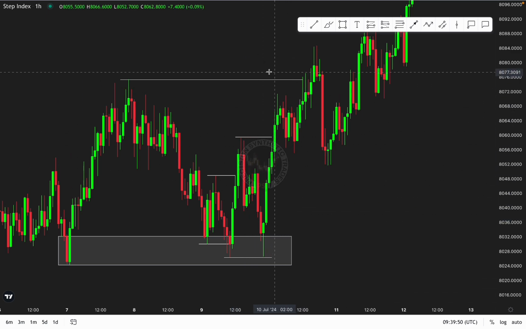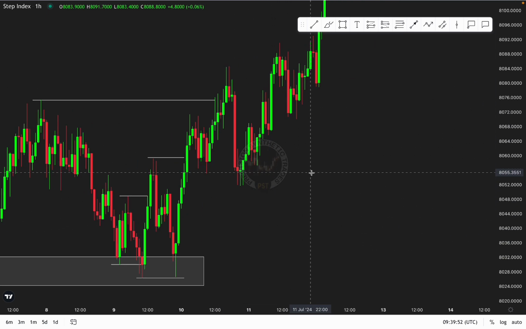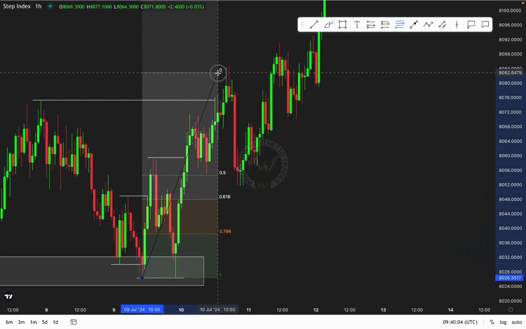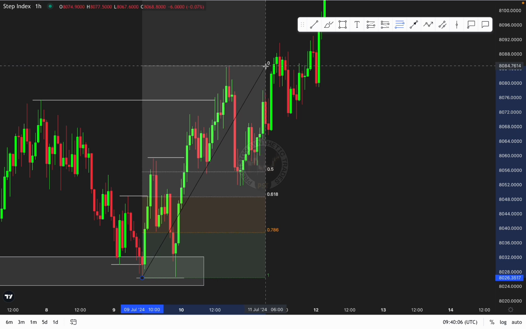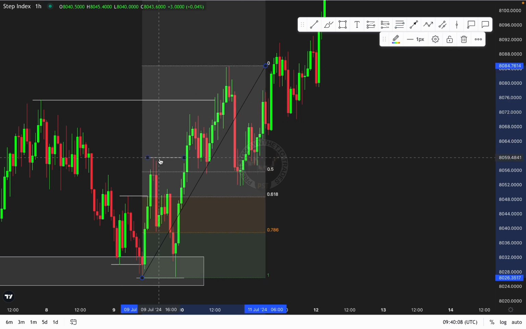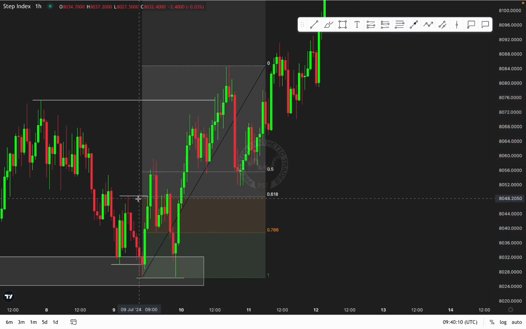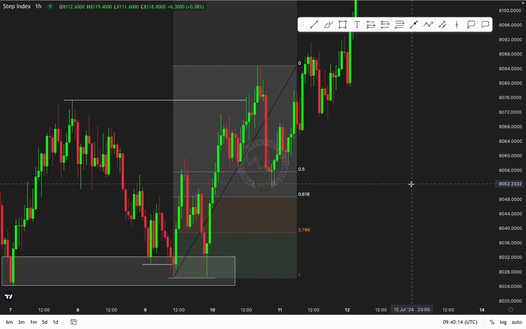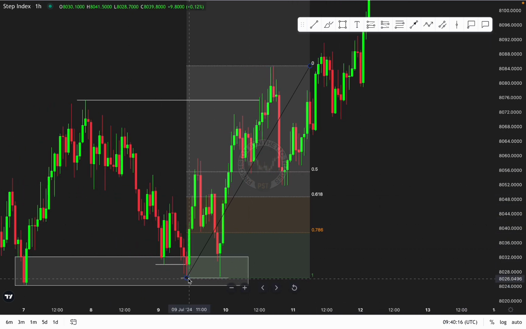When price took out this high here, where's our highest high before the retracement? It's going to be this one here. So what I'm going to do now, I'm going to draw my fib from this low all the way up to this high. Let's just delete a few things quickly to make it cleaner. There we go. So now from this low to this high, what's the rule?